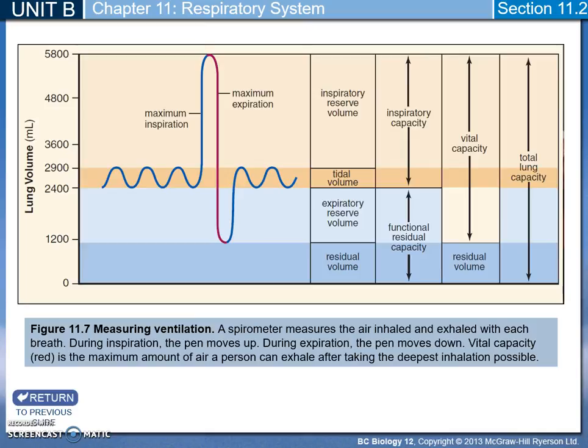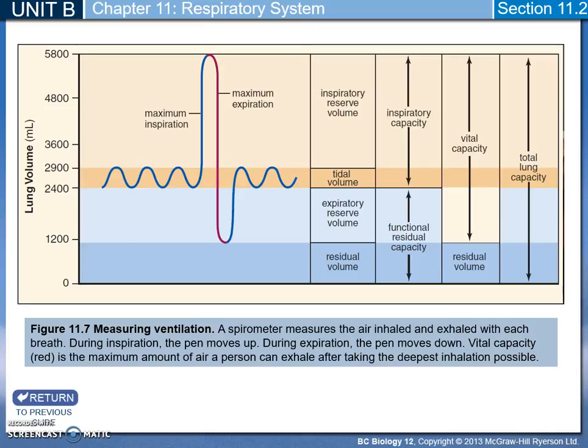Here you can see a graph of the volumes of air which move in and out of the lungs during certain situations. Under normal circumstances, at rest, we have what's referred to as the tidal volume. This is the volume of air that moves in and out of the lungs under resting situations. We have our maximum expiration, which everybody has, and then we have our expiratory reserve volume as well, which goes beyond the tidal volume.